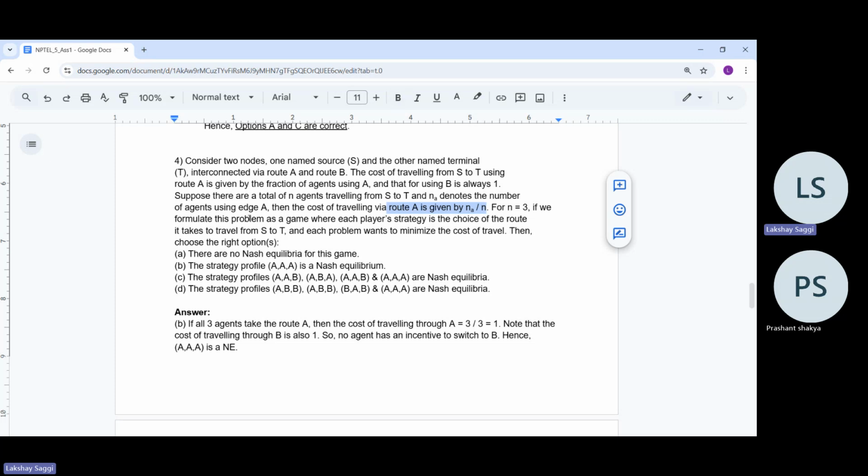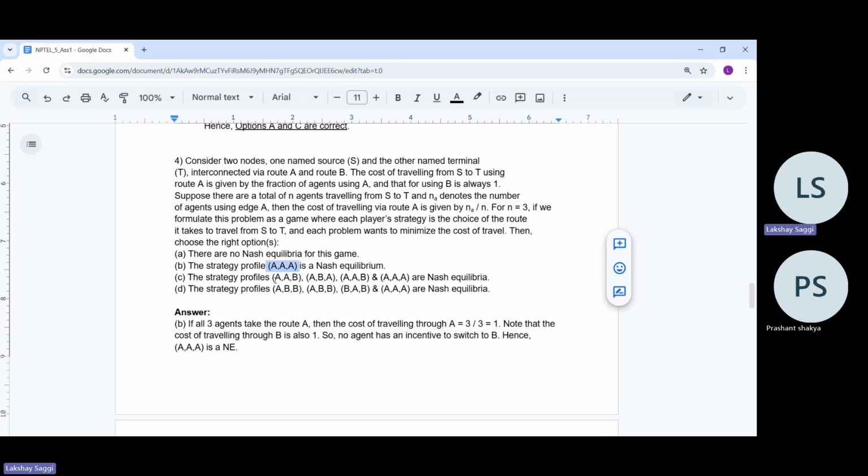First we saw that the strategy profile AAA will be a Nash equilibrium. And why is this the case? Because if all three agents take the route A, then the cost of traveling through A becomes 3 by 3, which is equal to 1. All agents want to minimize their cost. Right now, all three agents are paying 1, 1, and 1. If any agent decides to switch, they'll anyways have to pay a cost of 1 because the cost of using B is always equal to 1. So none of these agents will want to switch. So this is a Nash equilibrium.